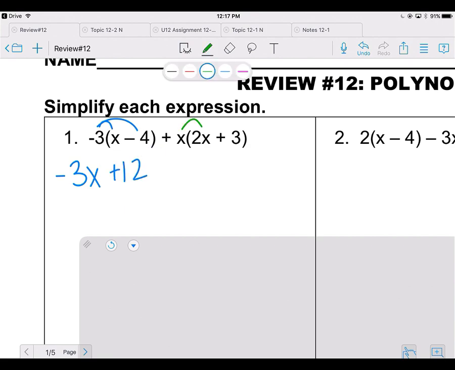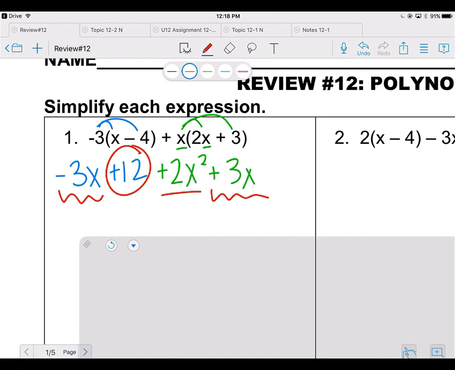I also distribute x to 2x, so 2x squared because I have x times x, and x times 3, which is a total of 3x. From here, I'm combining my like terms. So I'm looking through everything that I wrote, -3x plus 12 plus 2x squared plus 3x, and I'm looking for any repeated x squareds, x's, or numbers. So I have 2x squareds here. I don't have any other x squareds. I have 3x's here and 3x's here, and I have 12 for my numbers.